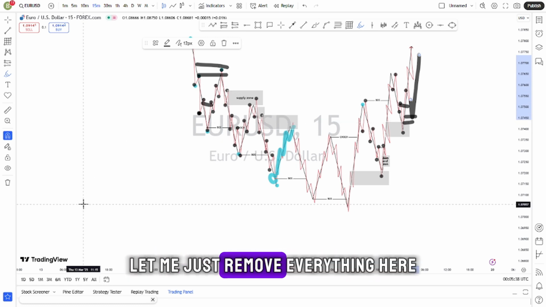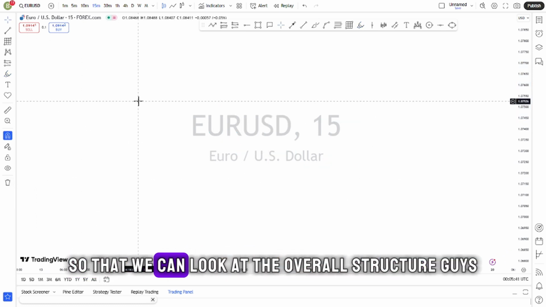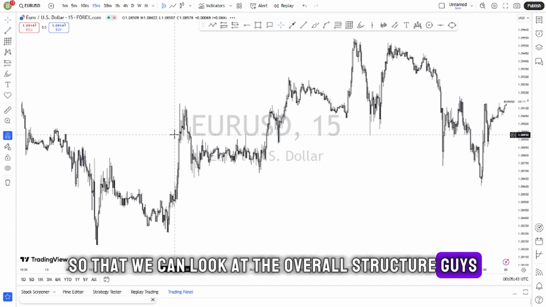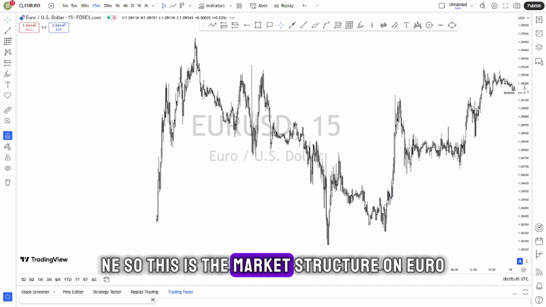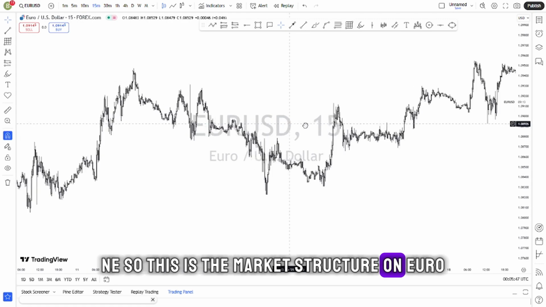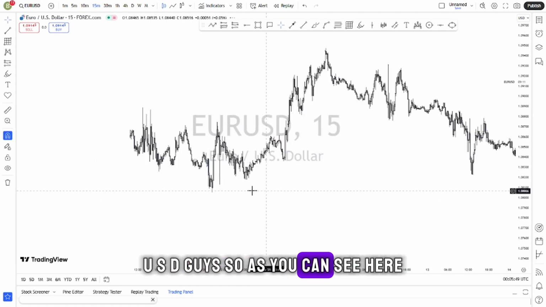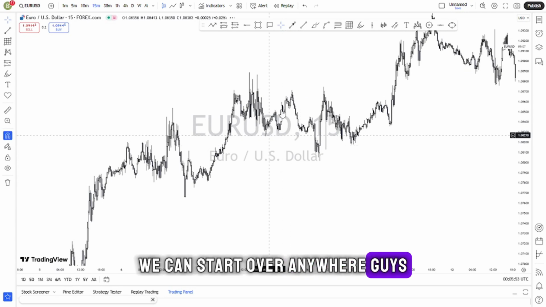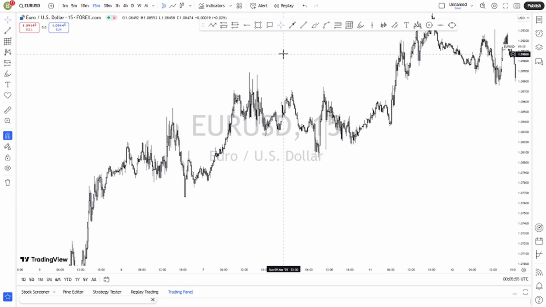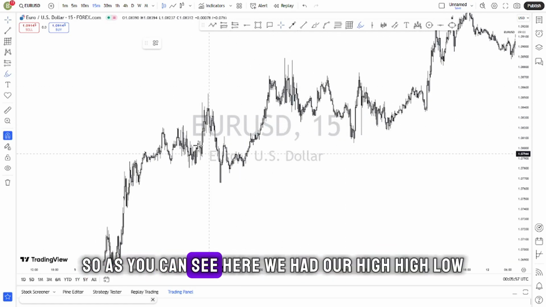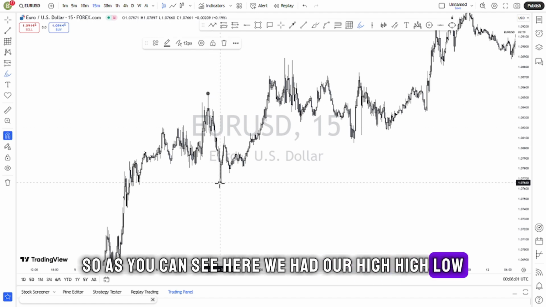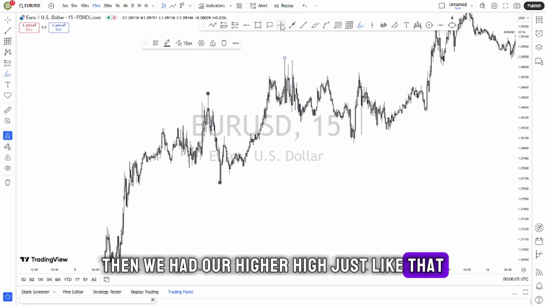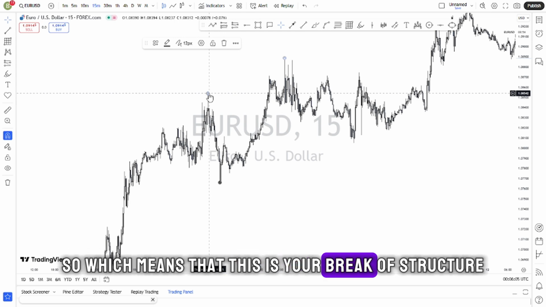Let me just remove everything here so that we can look at the overall structure, guys. This is the market structure on EUR/USD. As you can see here, we can just start over anywhere, guys. Maybe let's start around here, around this point. As you can see, we had our high, low, then we had our higher high just like that, which means that this is your break of structure.